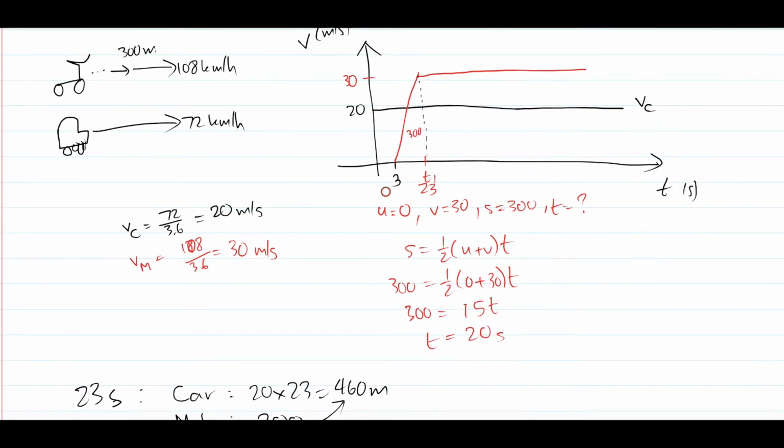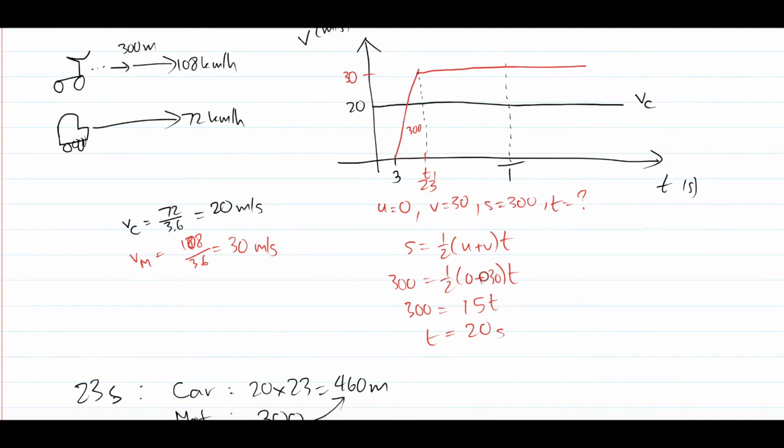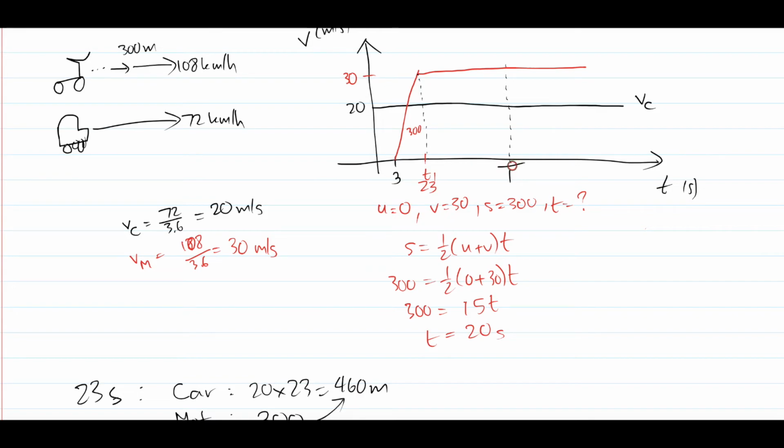So the answer doesn't lie within the triangle of this area from 3 to 23. We need to keep going further. How much further? We don't know, but we'll set that as big T right here. So that's our answer. If you can find the time where the areas equal each other, then you can solve this question.